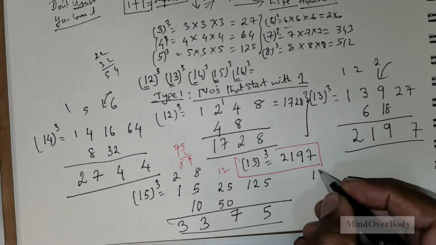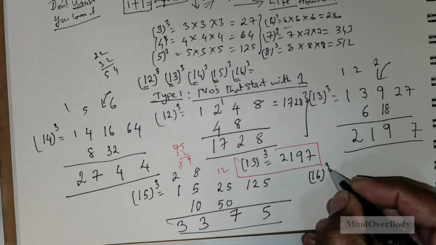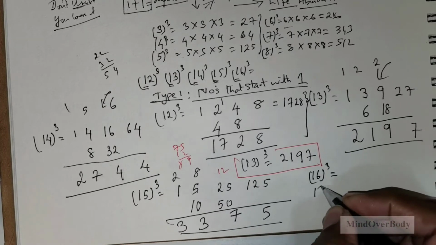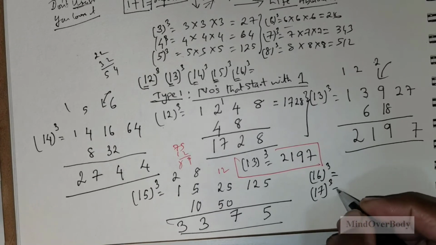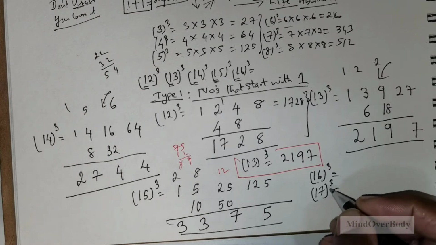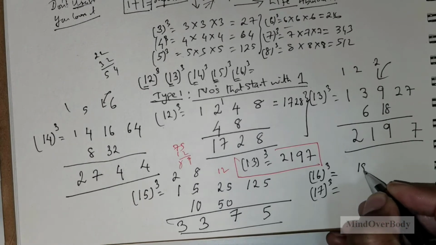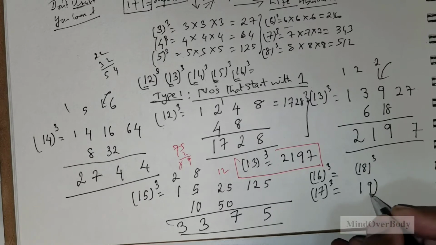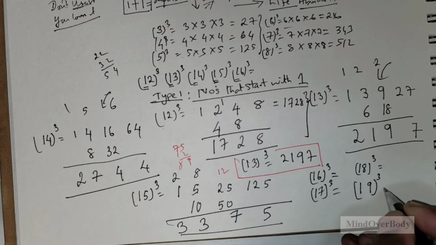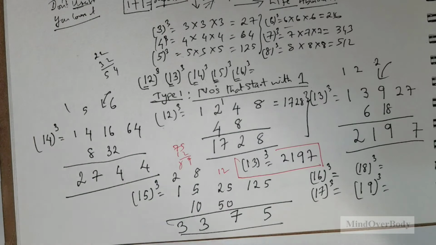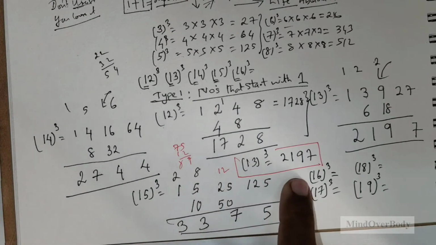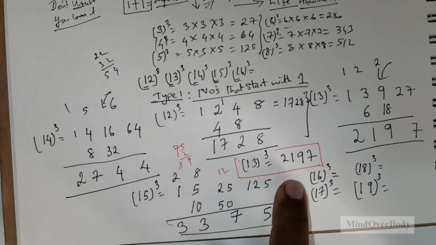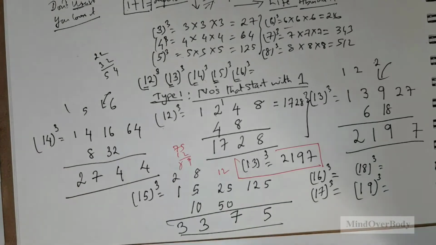Now you can go on. What I would want you to do is find out what happens for 16 cubed. This is your work. What happens when you apply 17 cubed? What happens when you try for 18 cubed? What happens when you try for 19 cubed? So post the answer down and find out also the time that you take in obtaining these values.